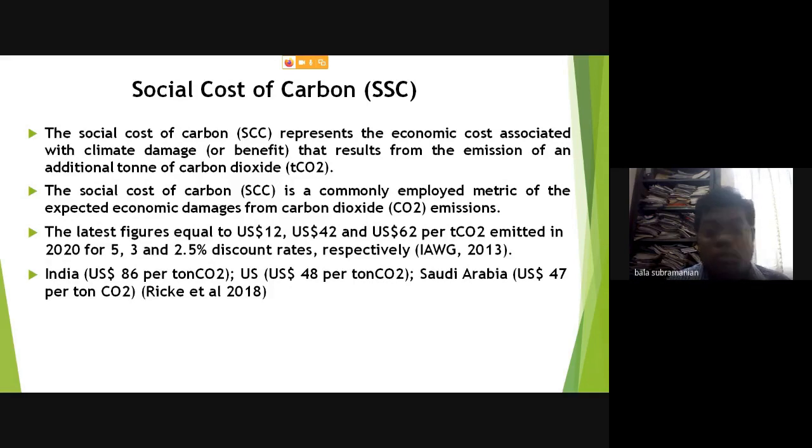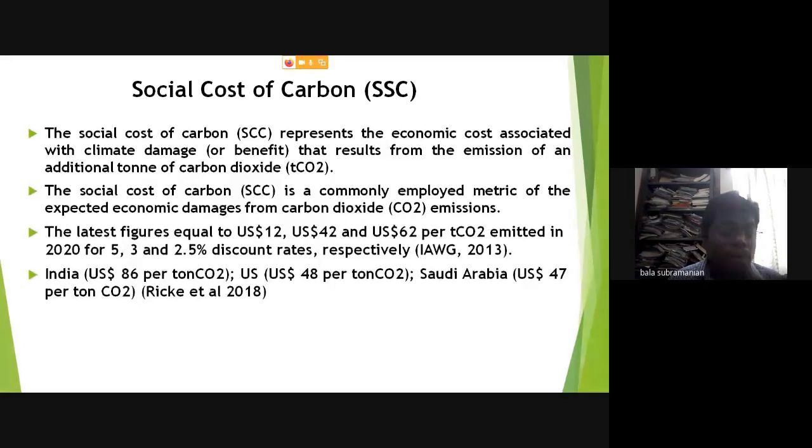Here, the social cost of carbon presents the economic cost associated with climate change or climate benefits, whether it's a positive externality or negative externality, that results from the emission of additional tons of CO2. So this is actually the social cost of carbon. Now all countries have to introduce it, have to estimate the social cost of carbon per ton of carbon released. This is a commonly employed metric of expected economic damage. So this is the latest figure, from this paper published in Nature Climate Change 2018.